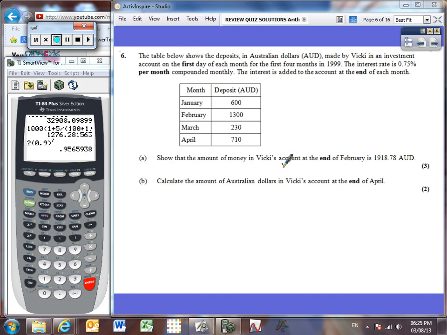Okay, let's look at number 6. The table shows the deposits in Australian dollars made by Vicky in an investment account on the first day of each month for the first 4 months in 1999. The interest rate is 0.75%.